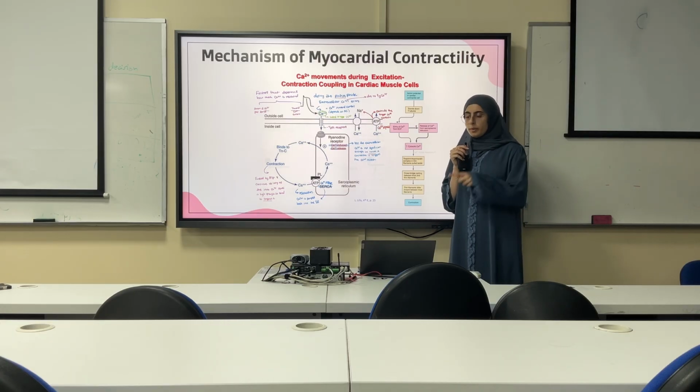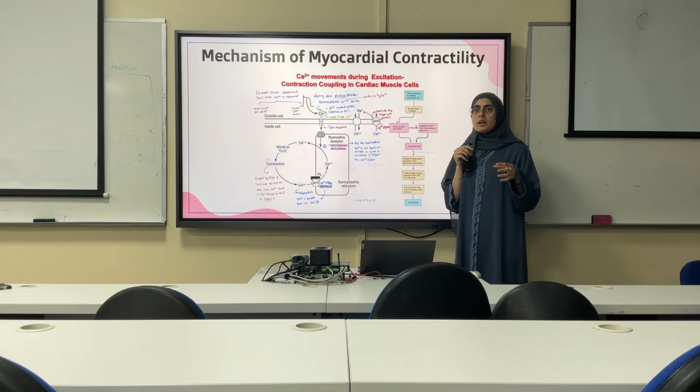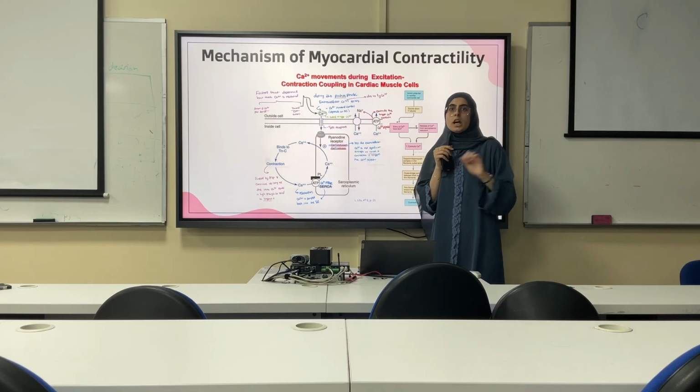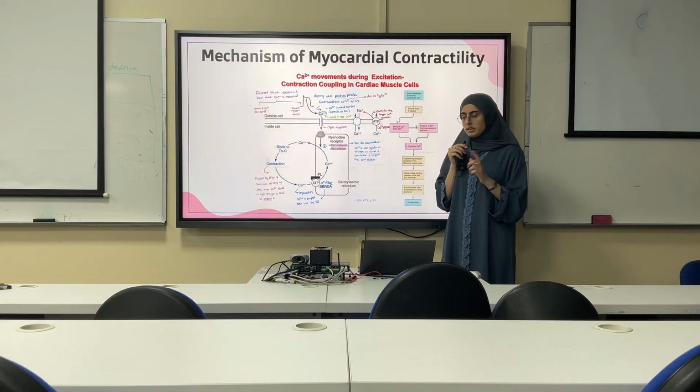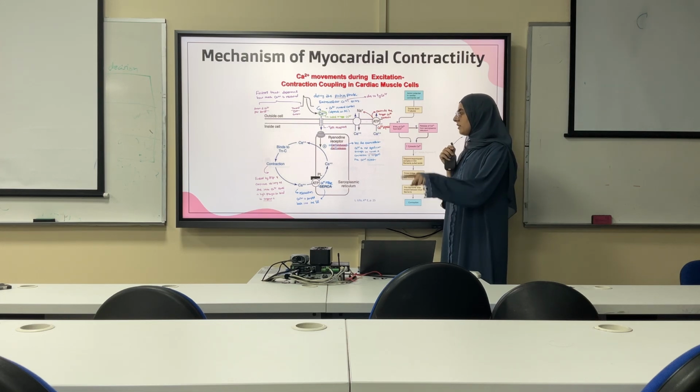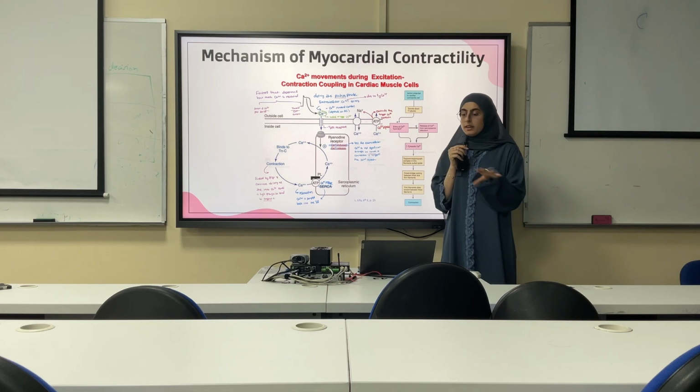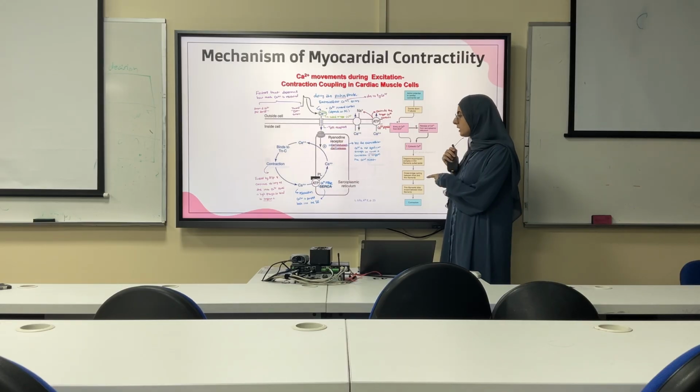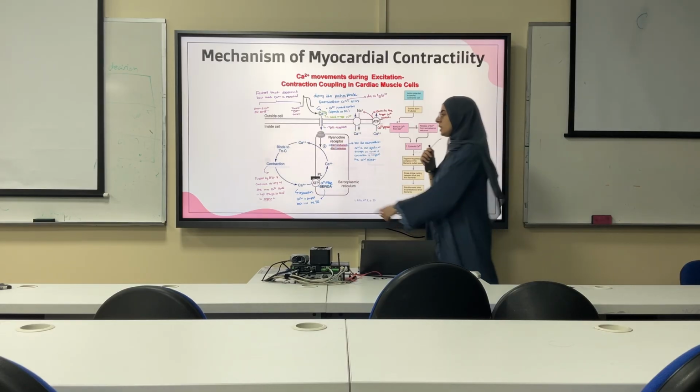Then cross bridges are going to form, and the contraction is going to remain as long as you have enough ATP. Because the ATP is going to keep the troponin away from the binding site of actin and myosin. Once ATP is depleted, the contraction is going to stop, and the calcium that was in the cytosol is going to be pumped back into the sarcoplasmic reticulum using SERCA.